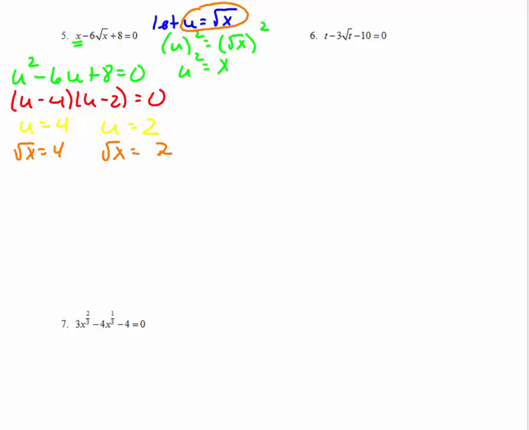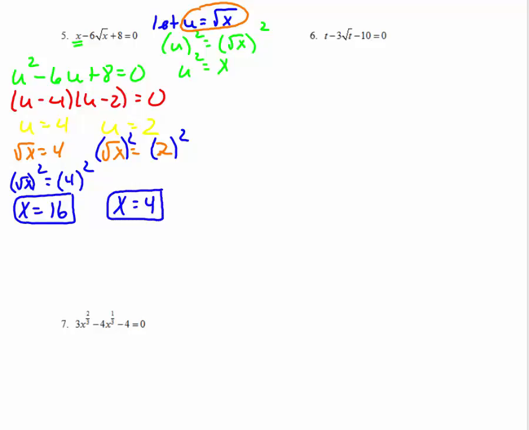Now, how do we get rid of the square root? We square both sides, not square rooting, we square both sides. So when I square the left and I square the right, the square and the square root cancel, so I get x equaling, and 4 squared is 16. On the other side, when I square the left and square the right, the square and the square root cancel, and I get x equaling 4.